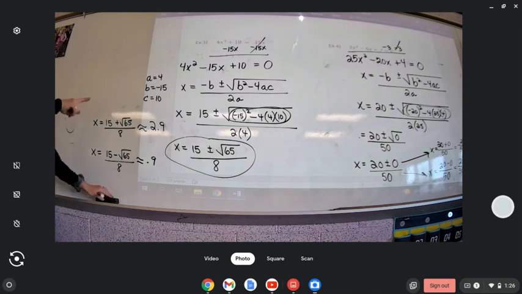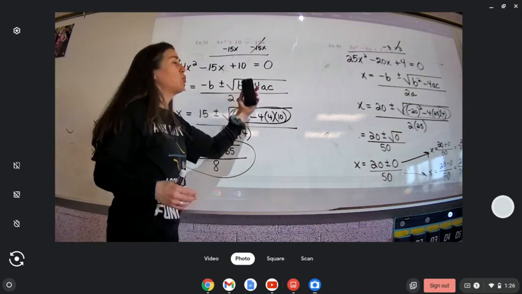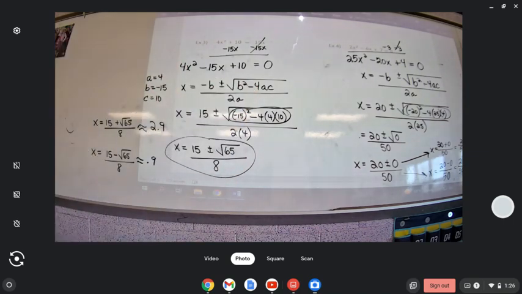All right, let's do the last one. Let's see what happens when we get an imaginary answer. What's that going to look like? Because there is a square root built into this formula, so you might take the square root of a negative number, and now your answers are imaginary.